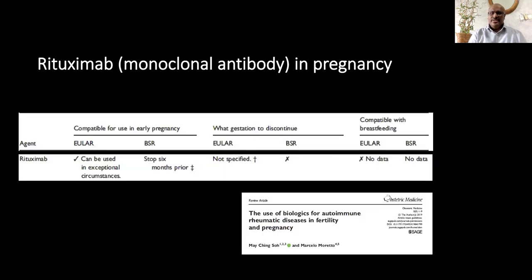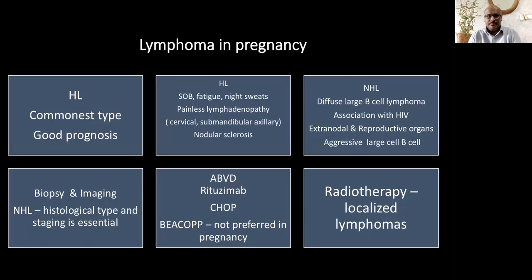Another commonly used favorite medication with regards to management of hematological malignancies in pregnancy is rituximab. So ladies and gentlemen, rituximab can be given in pregnancy. It is not contraindicated and it can be used in exceptional circumstances. I'd like to bring your attention to this wonderful paper by Mei Ching Su, who highlights the importance of biologics in patients who are pregnant, and it strongly establishes the safety profile of rituximab in pregnancy. The recommendation is to stop it a few months before delivery. Breastfeeding is not contraindicated.